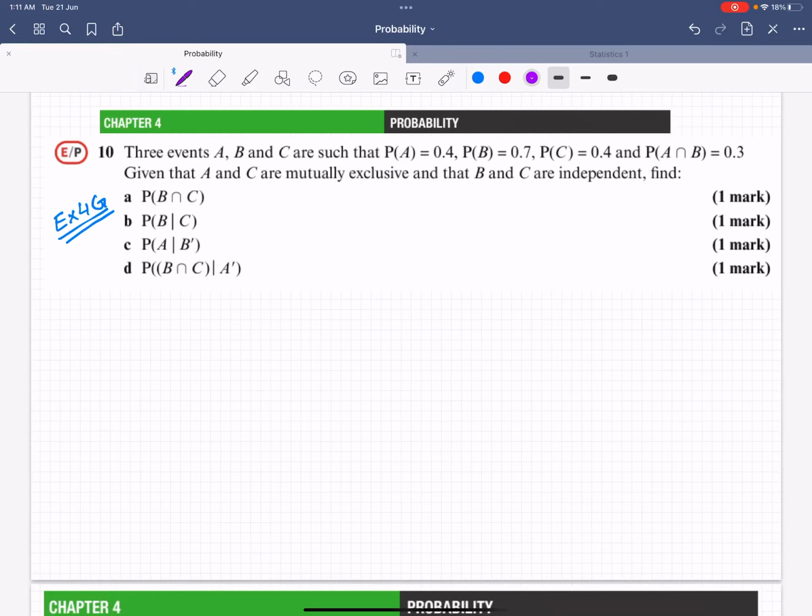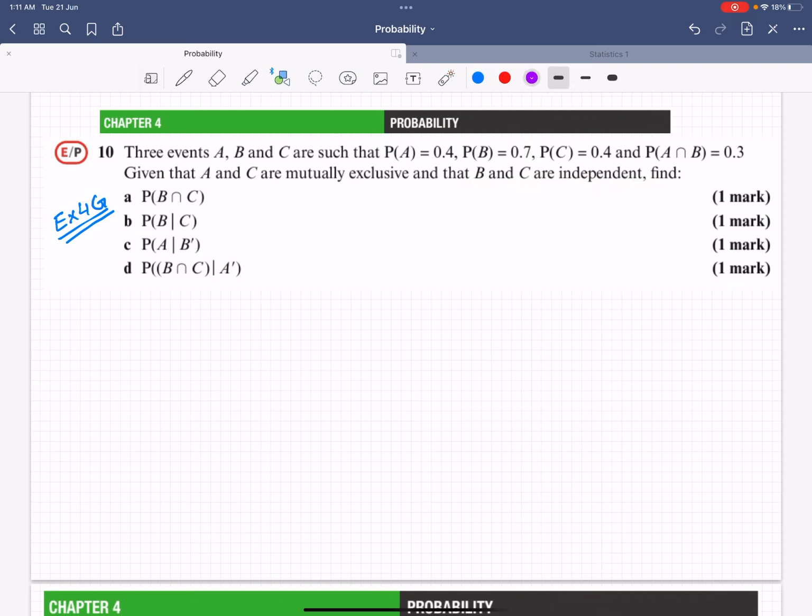Exercise 4G, question number 10. Three events A, B, and C are such that probability of A is 0.4, probability of B is 0.7, probability of C is 0.4, and probability of A intersection B is 0.3. A and C are mutually exclusive, and B and C are independent events.